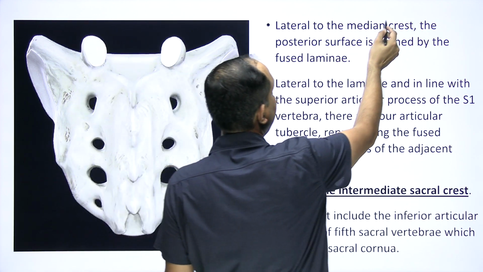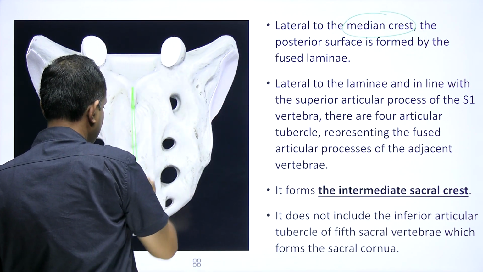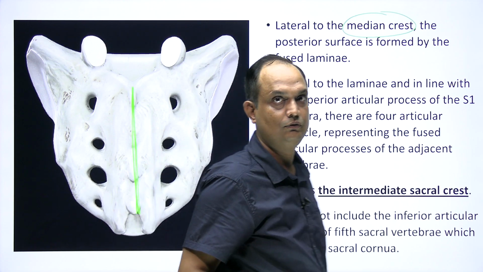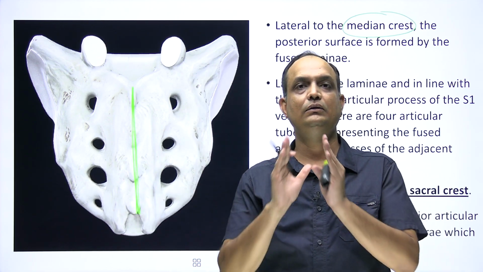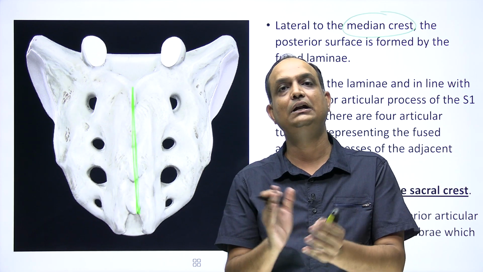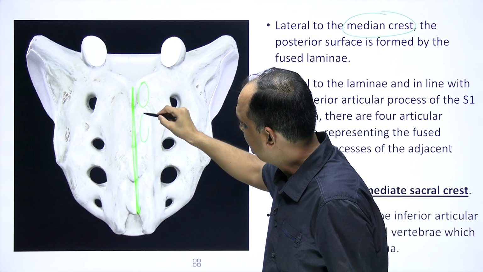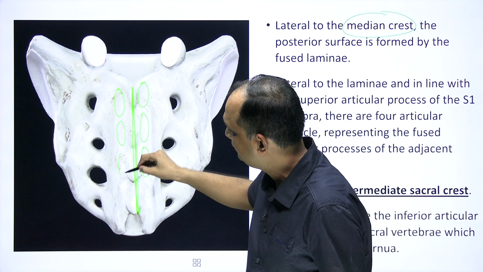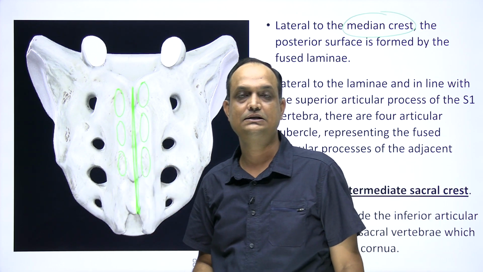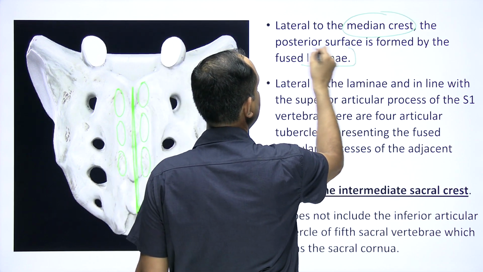Now lateral to the median crest, if you go, now this is your median crest. If you go lateral to the median crest, what will you find? You have seen a typical vertebra where just at the side of the spine you have the lamina posteriorly. So we are talking about this area. Now this area just on the sides of your median sacral crest is formed by the lamina. So this part is formed by the fused laminae.